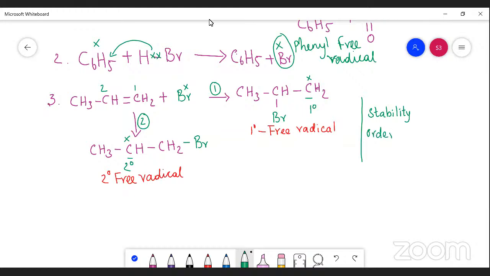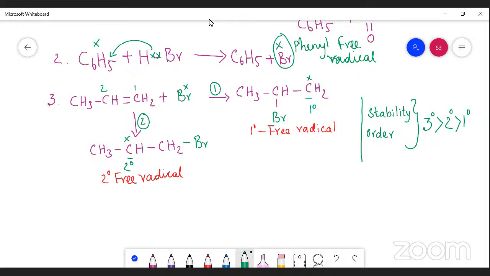What is the stability order? It is the same way as carbocation. Here, tertiary is more stable than secondary, and secondary is more stable than primary. So the tertiary free radical is more stable than the secondary, and that is more stable than the primary. Now, among these two free radicals, which one is most stable? The secondary free radical is most stable, correct?